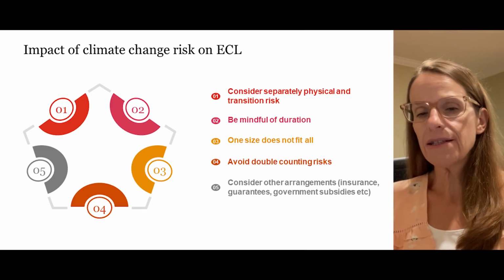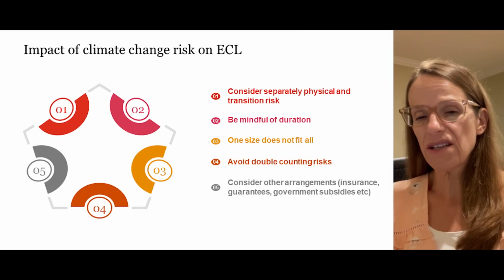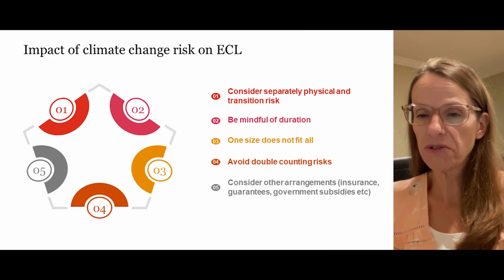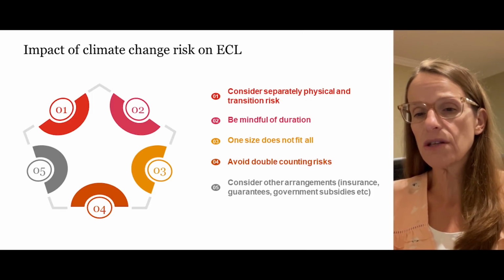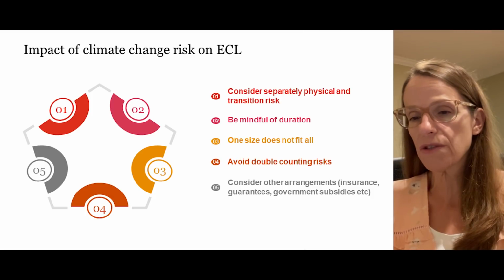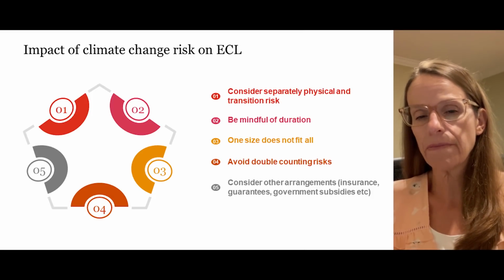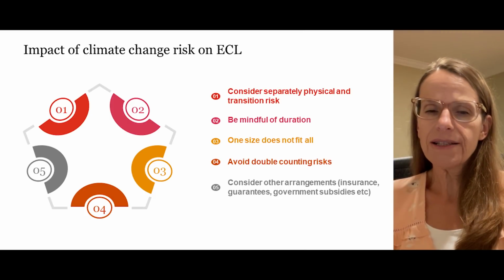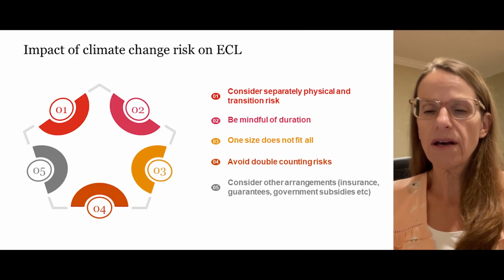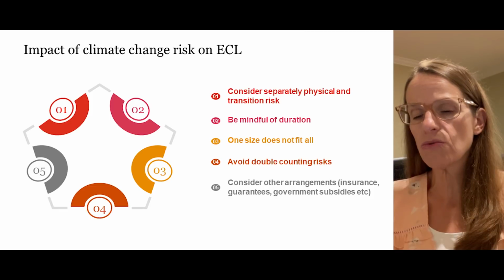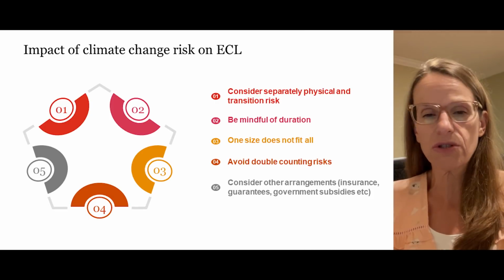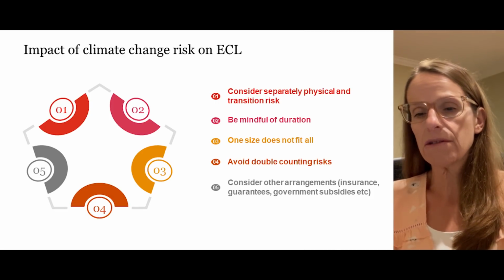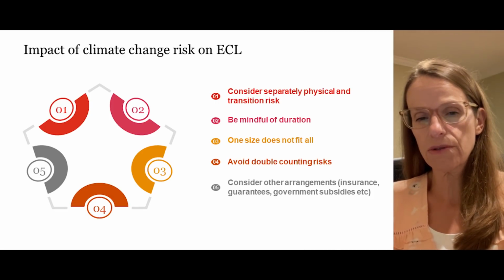Number 3, entities need to recognize that one size just doesn't fit all. Different portfolios are going to have different risk exposures depending on duration, industry, geography, and in many cases, only top-down assessments of vulnerable geographies and industries will be possible. Number 4, entities need to avoid double counting risks by considering the extent to which those risks might already be captured either directly or indirectly through model inputs such as market credit spreads, expected default frequency, or other factors.